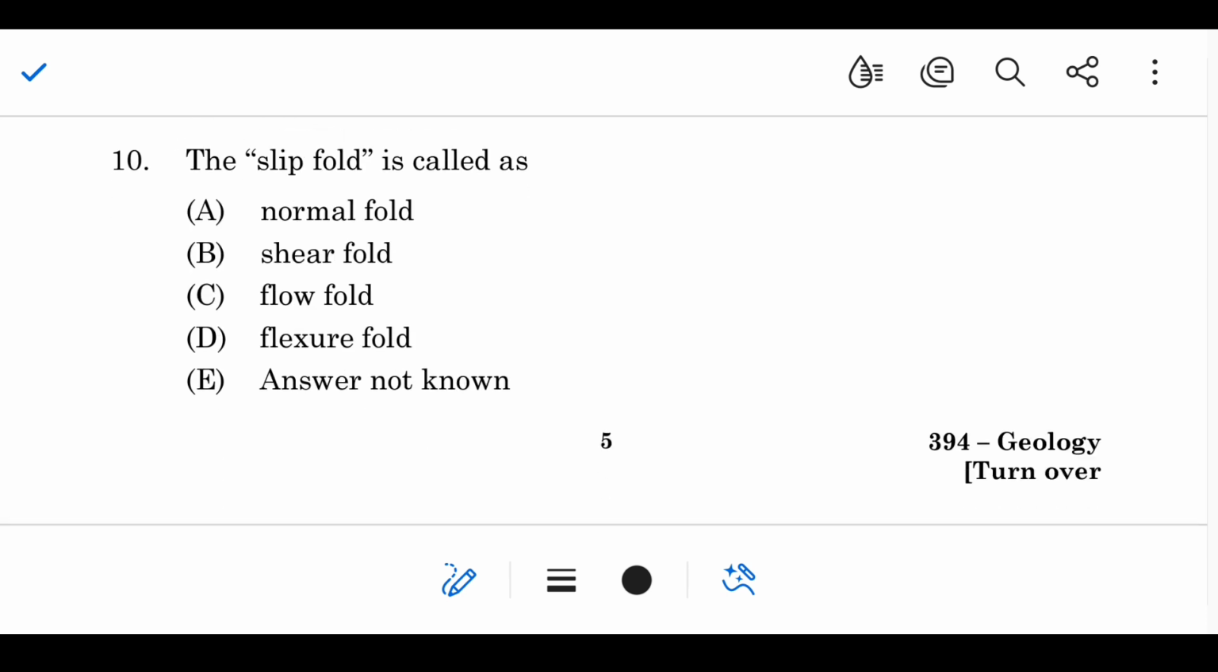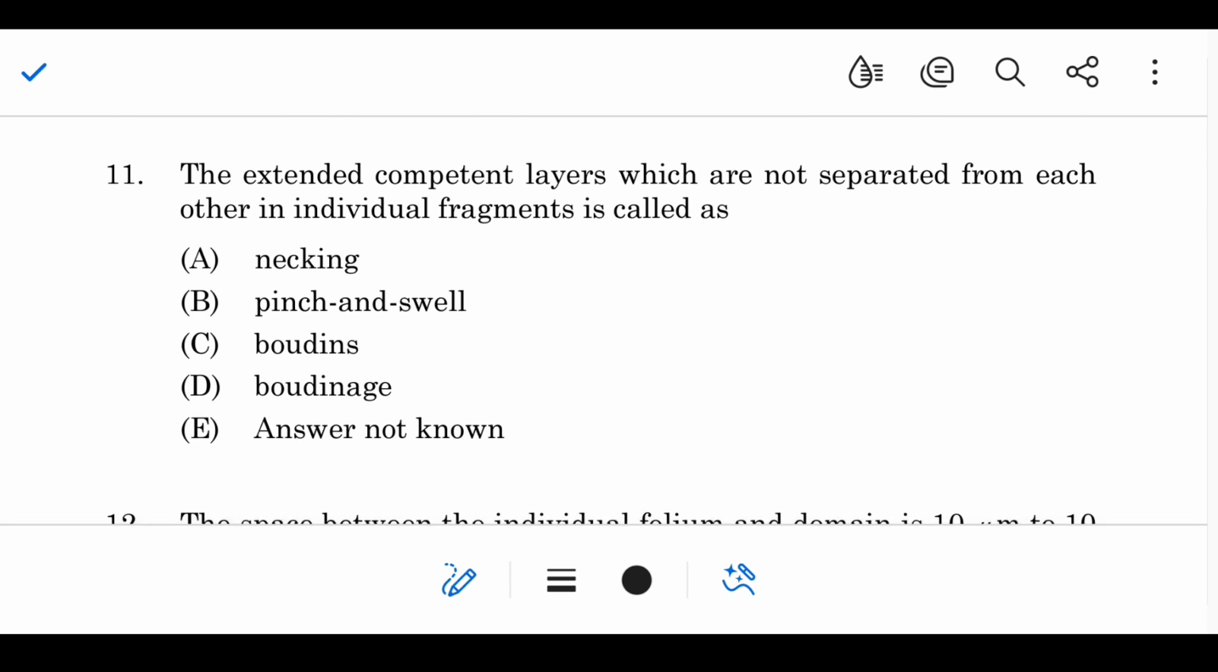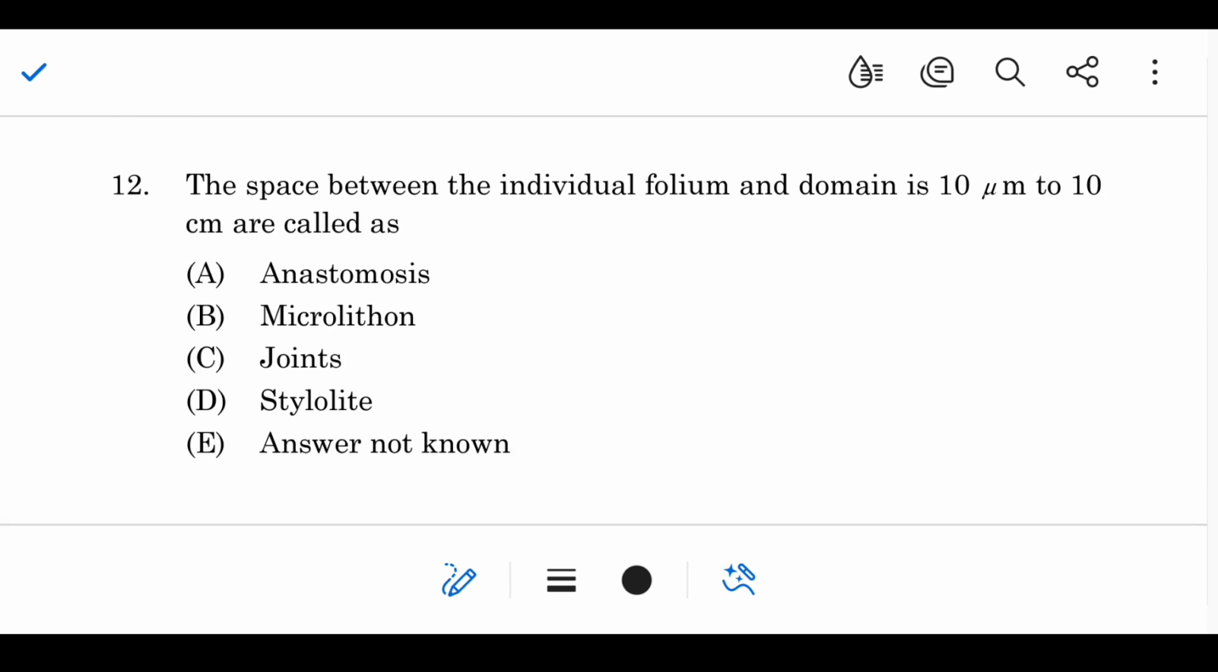The slip fold is called a shear fold. Next, 11th question, the extended competent layers which are not separated from each other into individual fragments is called pinch and swell. 12th question, the space between the individual folia and domains, 10 micrometer to 10 centimeter, is called microlithon.